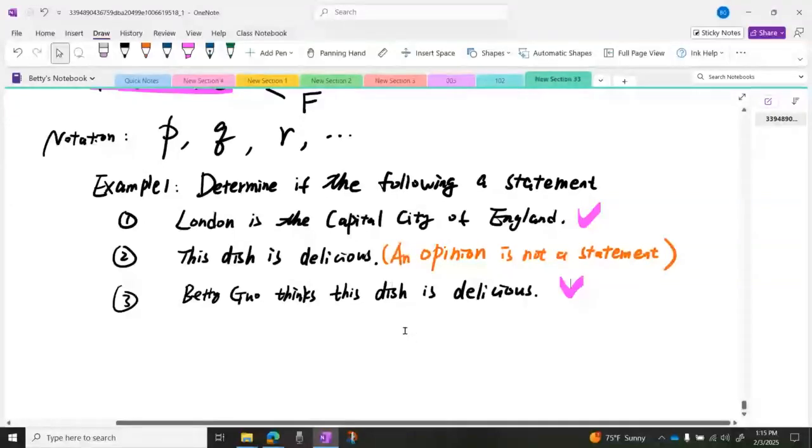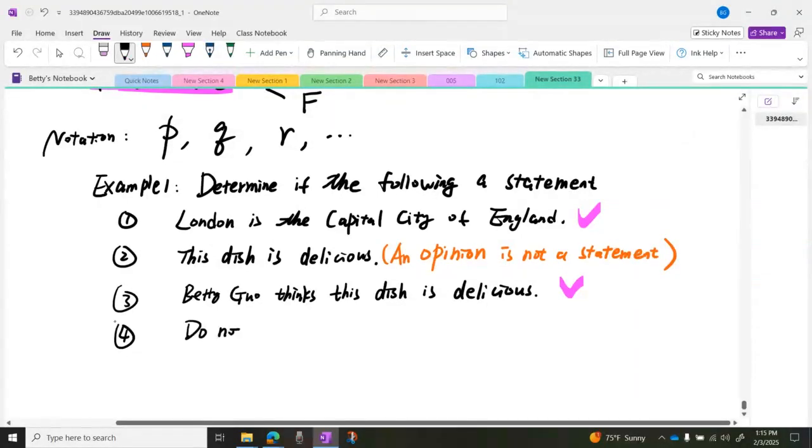You might not know my opinion about the dish, right? But my opinion, my feeling about the dish is either delicious or not delicious. So one or the other. So this is a statement. Next.